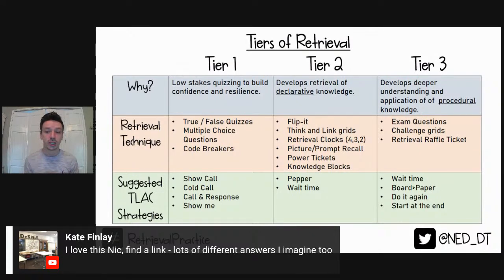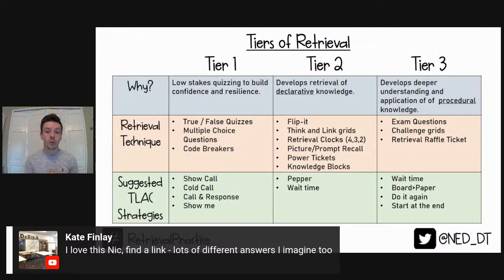Or a retrieval raffle ticket. This works particularly quite well with the boys. Because it's kind of left to chance, there's 12 questions on a sheet, and we're going to spin a wheel. Whichever number comes out, that's the question we're going to answer today. And then you can remove that, and that's one taken out of the mix. So next lesson, we'll do the same again. And again, over a course of time, you'll have them answering some high-marked GCSE exam questions.